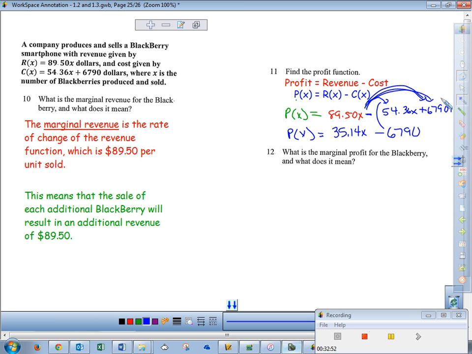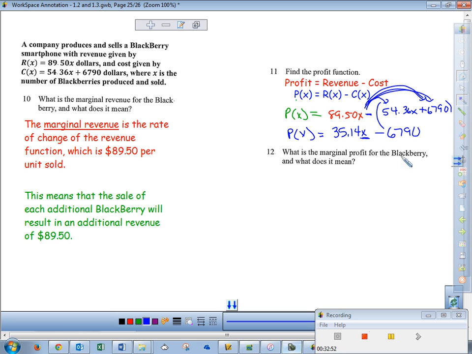That's a quick formula how this BlackBerry company can just figure out their profit. This will be your profit for every BlackBerry you sell. Just put that in for X, and that'll tell you how much money you profit, because it took away how much came in versus the cost right away.